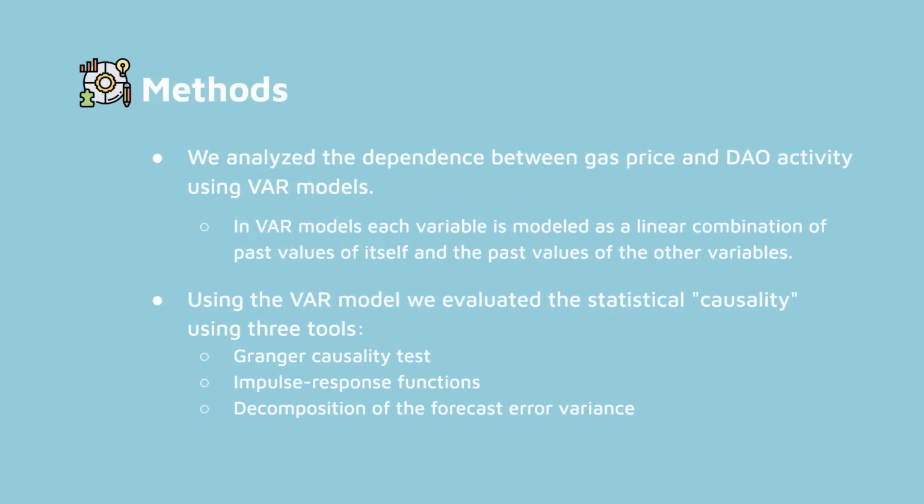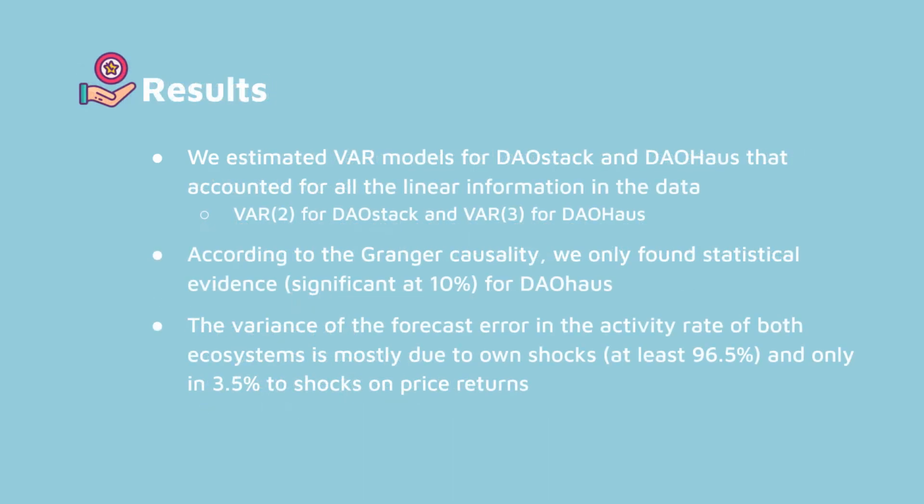Regarding the methods, we used vector autoregressive models to represent the dependence between the gas price and the DAO activity. We used these VAR models in combination with three tools that make it possible to determine causality, namely the Granger causality test, the impulse response function, and the decomposition of the forecast error variance.